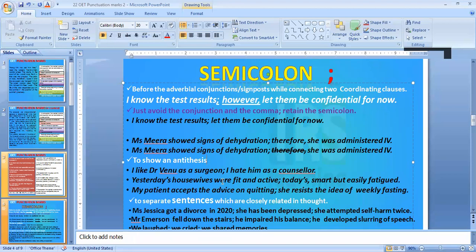Same thing, next sentence, please read. Yesterday's housewives were fit and active; today's smart but easily fatigued. Yes, very good. You see two opposite things. That means opposing yesterday's housewives and today's housewives. Opposite qualities. Yesterday's housewives were fit and active. Today's housewives, they are very smart, but they get easily tired, easily fatigued.